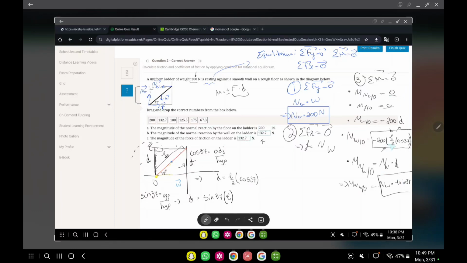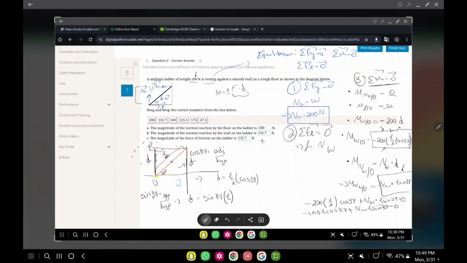So we now figured out all our moments. The first two are 0. We're left with this and this. So, applying sigma M equals 0, that means when you add them up it equals 0, that means minus 200 times L over 2 cosine 37 plus NW times L sine 37 is equal to 0. Okay, let's solve this. I think it's very easy to solve. L over 2 times 200 is going to be minus 100 L cosine 37 plus NW L sine 37 equals 0. Let's take the minus 100 L cosine 37 to the right.